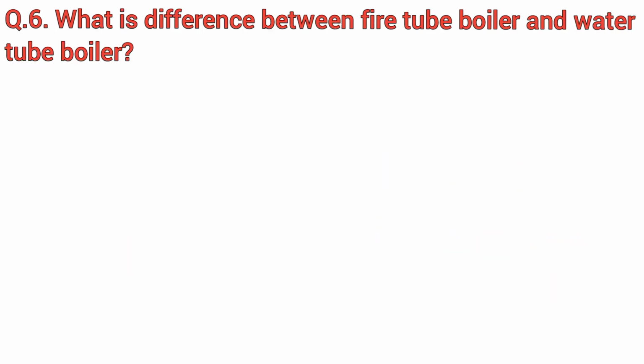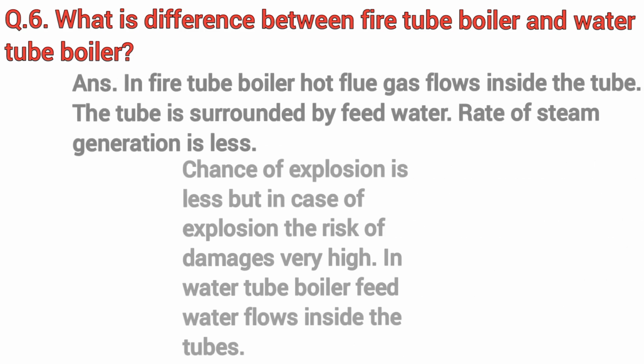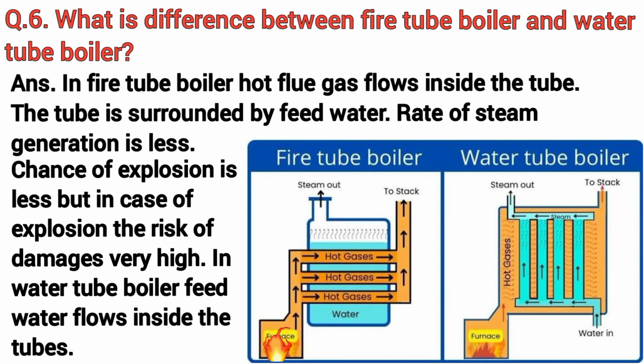What is the difference between fire tube boiler and water tube boiler? In fire tube boiler, hot flue gas flows inside the tube. The tube is surrounded by feed water. Rate of steam generation is less. Chance of explosion is less, but in case of explosion the risk of damage is very high.